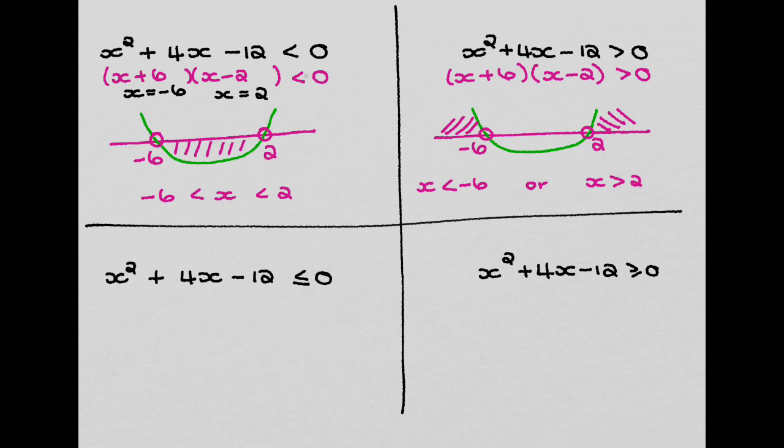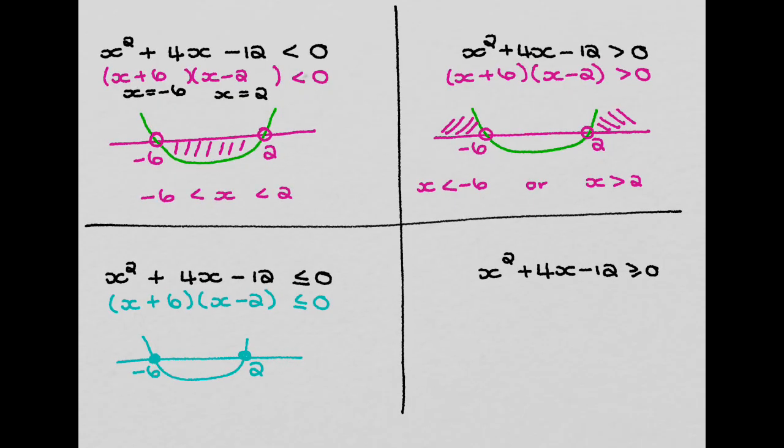Now, the questions below this are exactly the same. It's just that the inequalities and the dots change. So what I mean by that is, here I've still got x plus 6 and x minus 2. This time it's less than or equal to 0. I draw my number line. I draw my quadratic. But now the dots are closed instead of open to indicate that the points are included. Minus 6 and positive 2. Less than means I'm shading below.